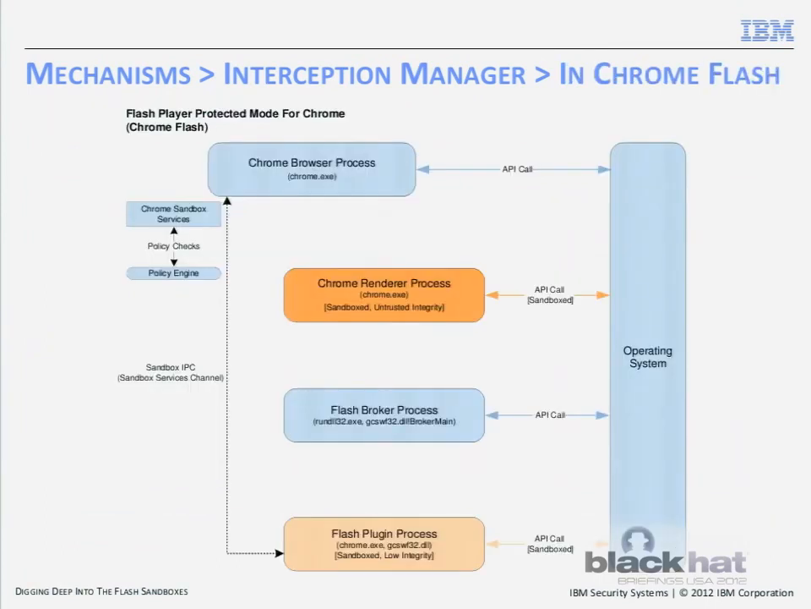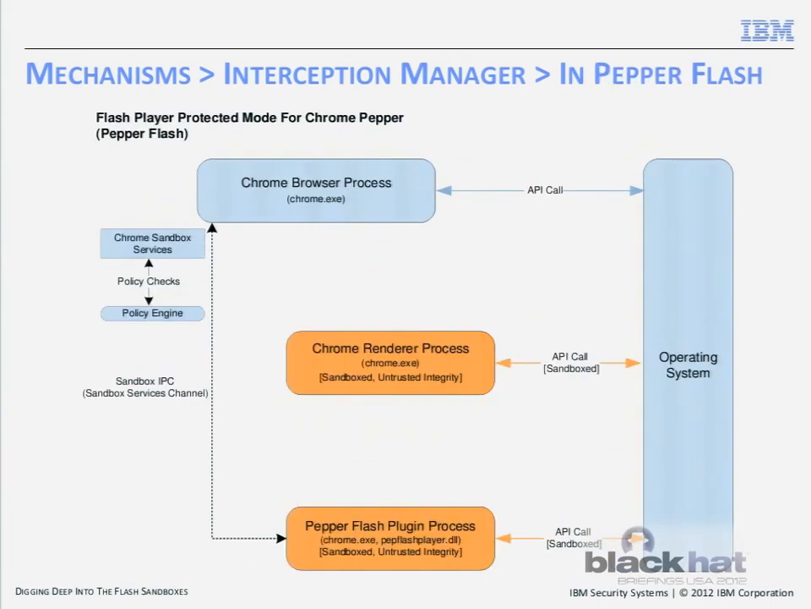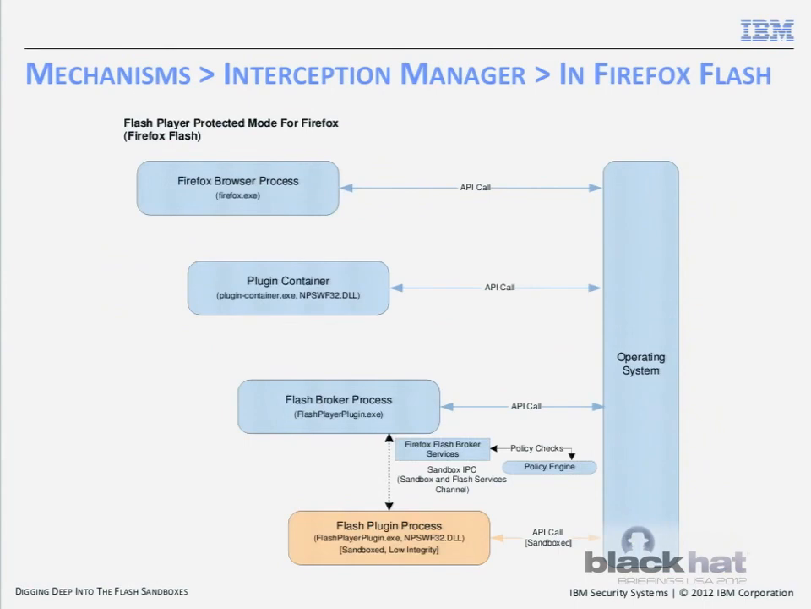To visualize, in Chrome Flash, APIs are intercepted in the Flash plugin process and forwarded to the Chrome browser process, where they are evaluated by the policy engine. In Pepper Flash, it is the same. The APIs are intercepted in the Flash plugin process, forwarded to the Chrome browser process, and then evaluated by the policy engine. In Firefox Flash, it's a different picture. The APIs are intercepted in the Flash plugin process and sent to the Flash broker process, where they are evaluated by the policy engine.